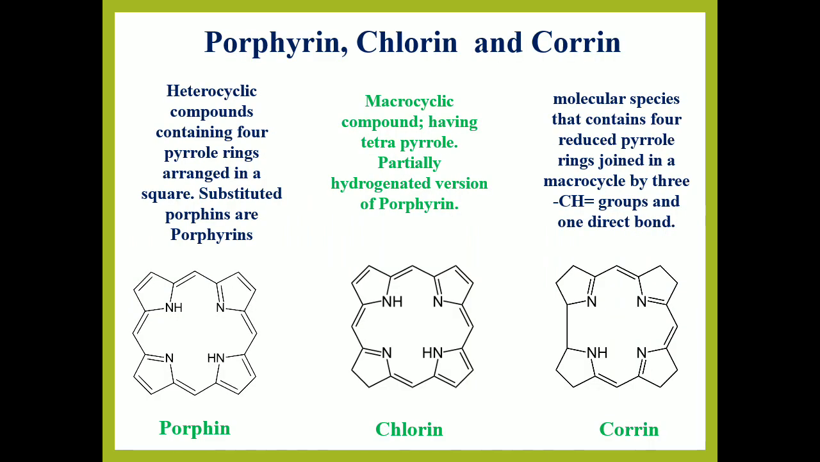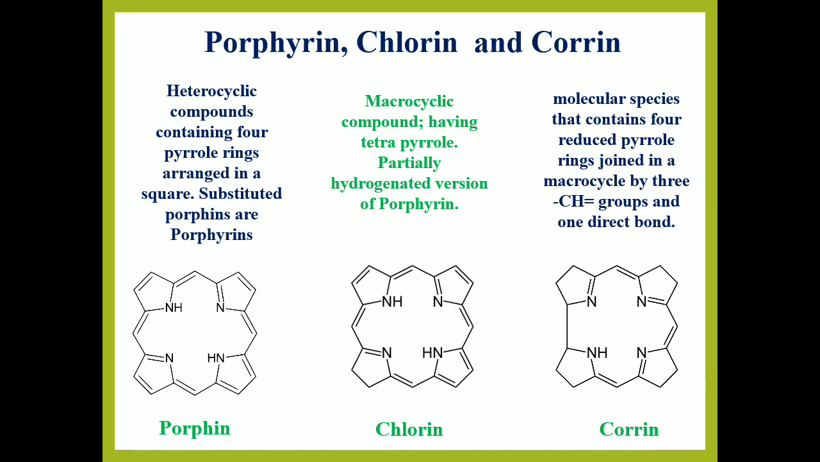Here we have shown three rings: porphyrin, chlorin and corrin. These are all heterocyclic or macrocyclic compounds. Any cyclic compound which contains two different kinds of atoms is known as a heterocyclic compound. So here nitrogen is present as an element other than carbon, and a five-membered unsaturated nitrogen-containing ring is known as pyrrole. Here four different pyrrole nuclei are attached together with methine bridges.